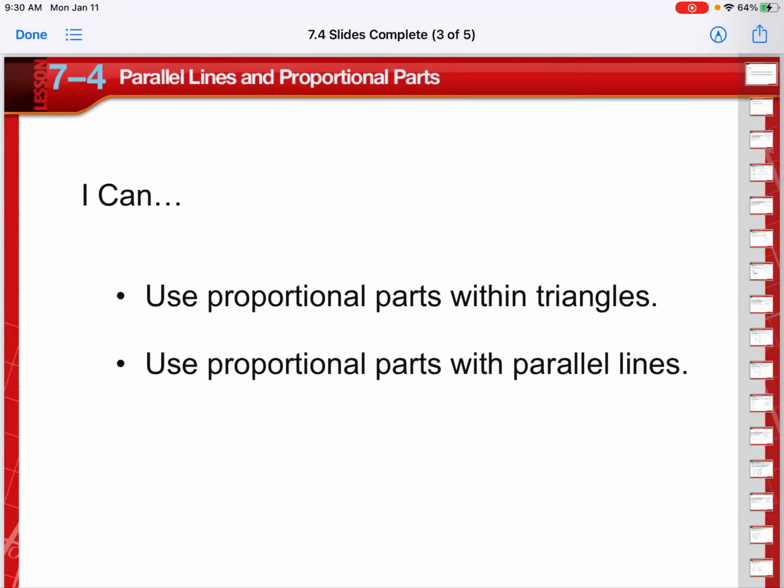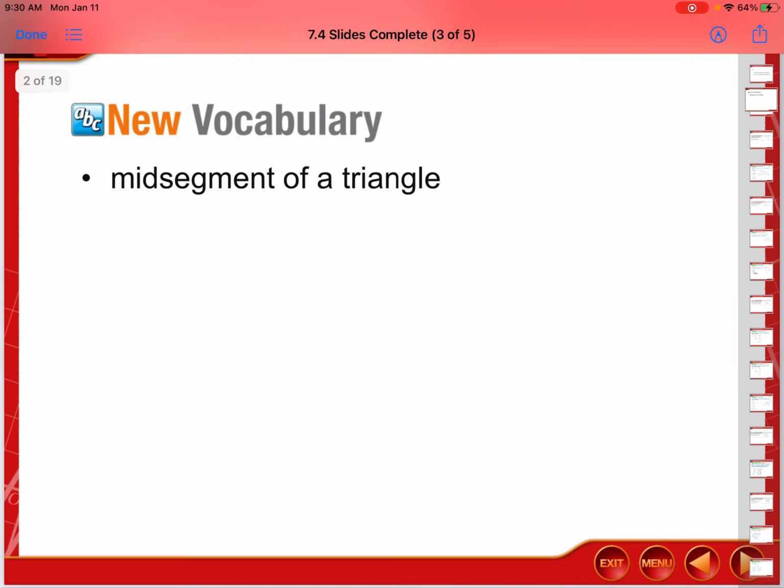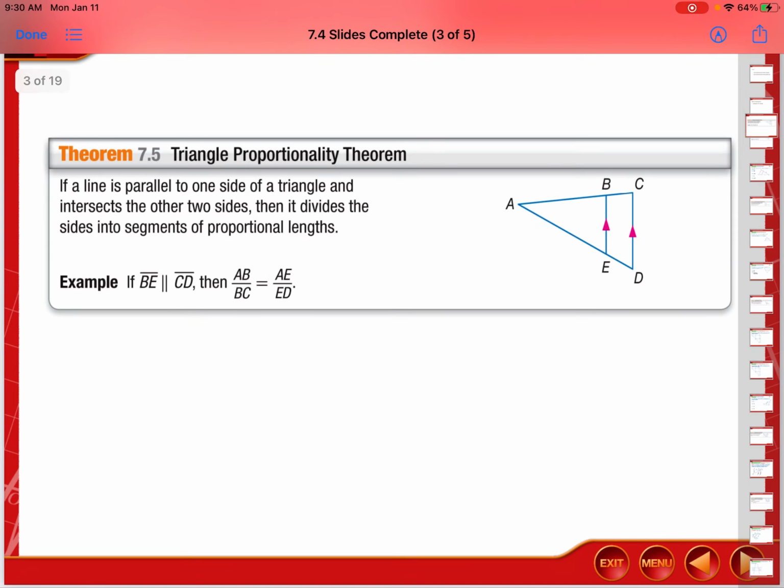Okay, so today we're talking about parallel lines and proportional parts. Proportional parts, of course, being in triangles and parallel lines. So the goal of the day is for you to be able to use proportional parts within triangles and to be able to use proportional parts with parallel lines. Our only definition per se will be the mid-segment of a triangle, which we'll get into later and exactly what that means. So our first theorem is the triangle proportionality theorem.